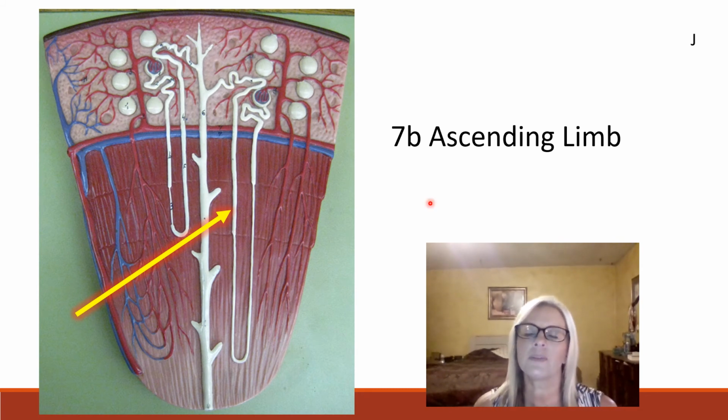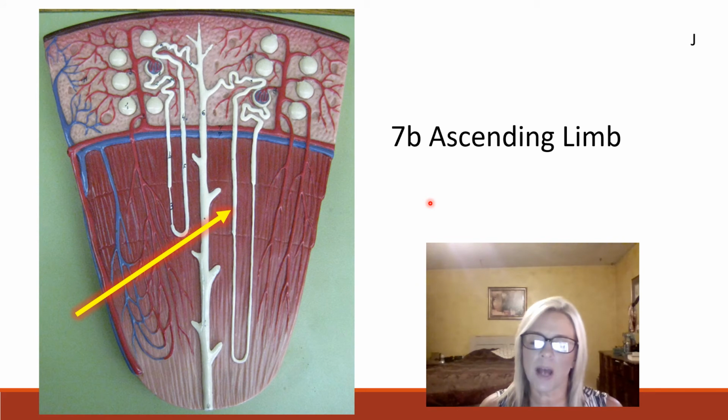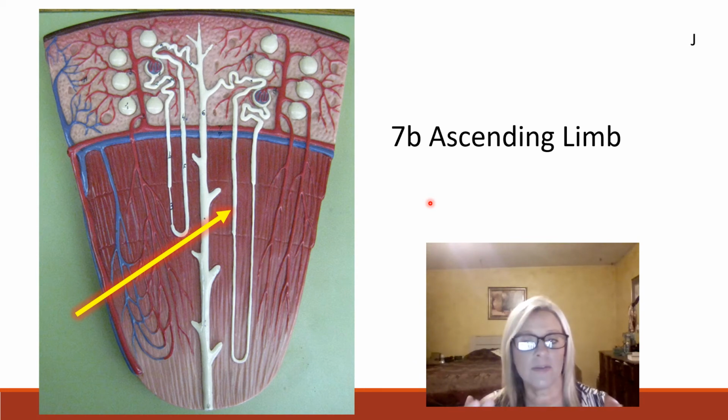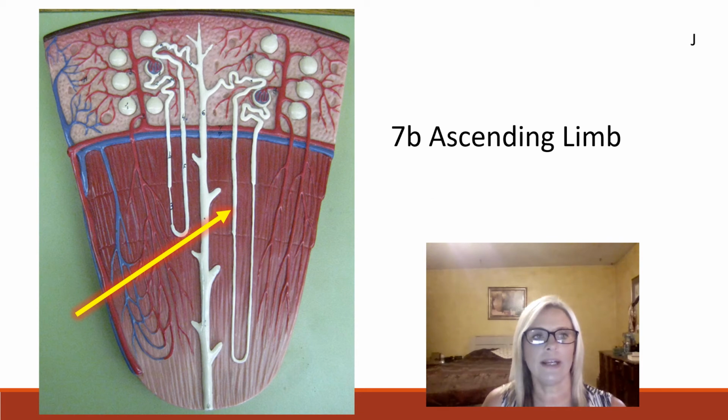And we sometimes call this the diluting segment. And this is impermeable to water and permeable to ions, which you might remember from lecture. So ions are going to be reabsorbed from the urine by active transport here. And those are things like sodium, potassium, and chlorine.